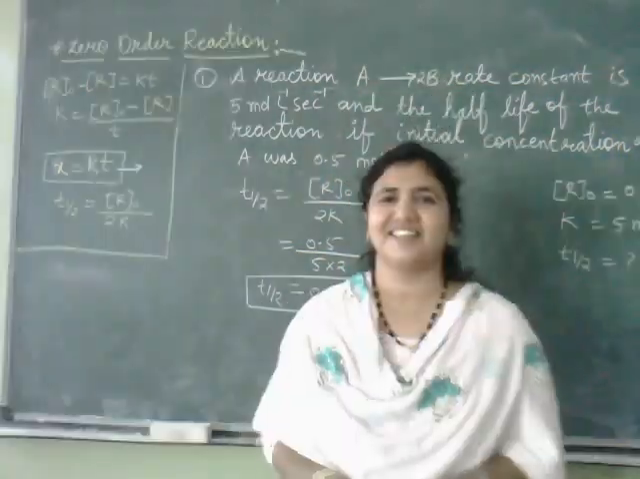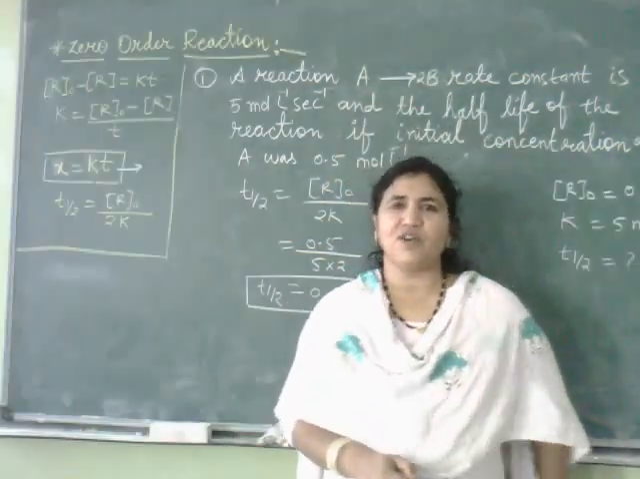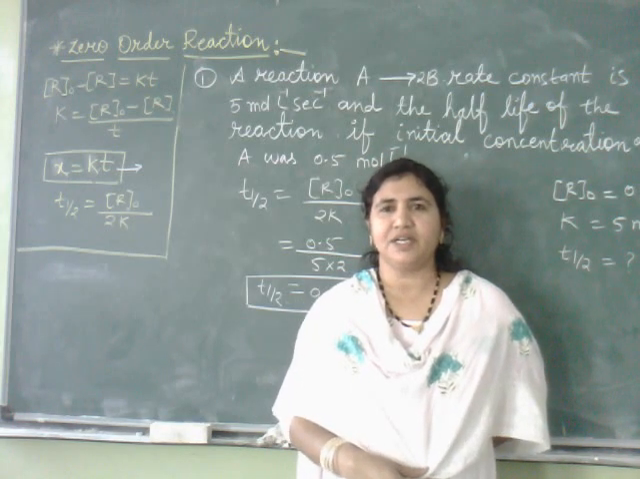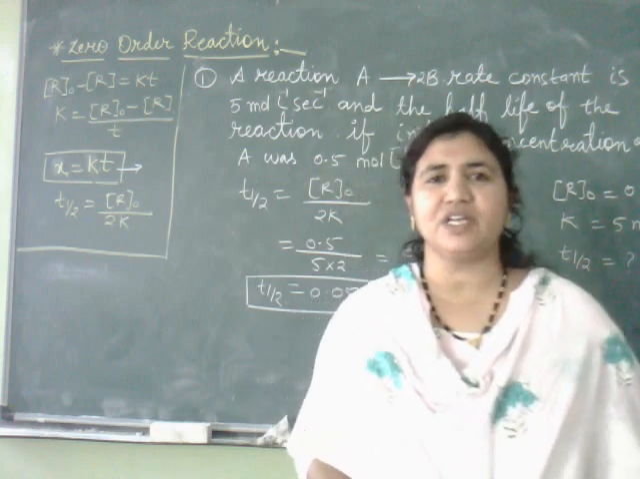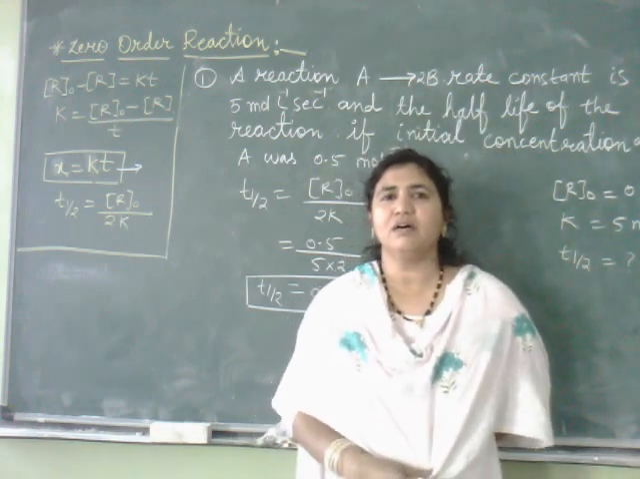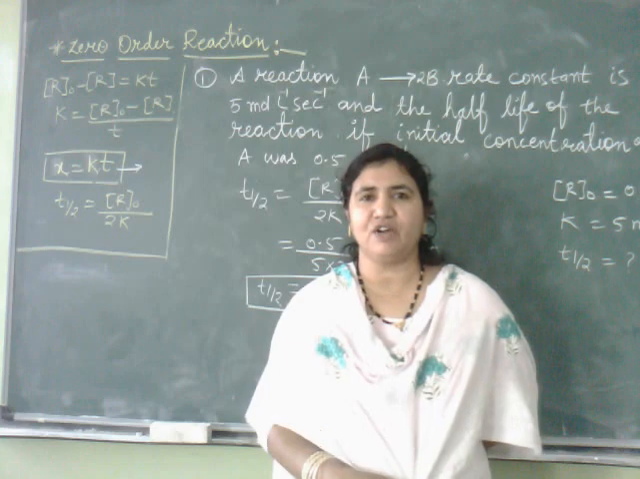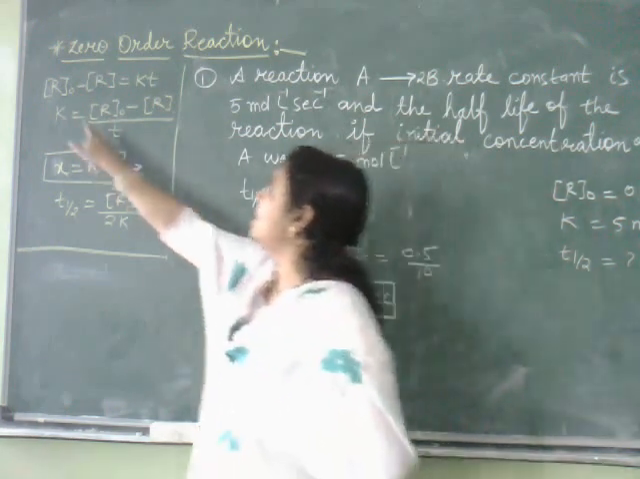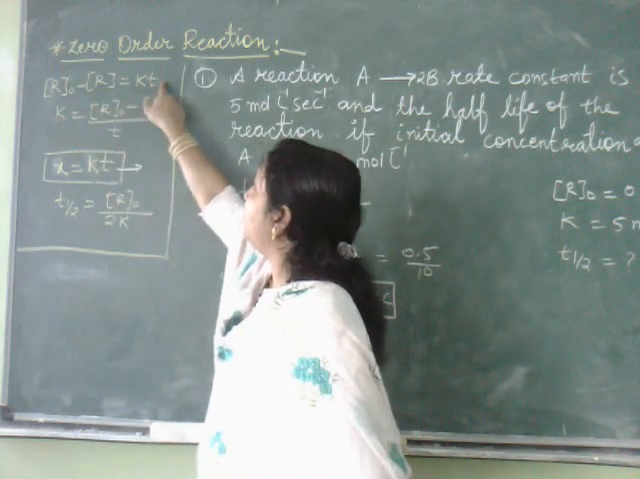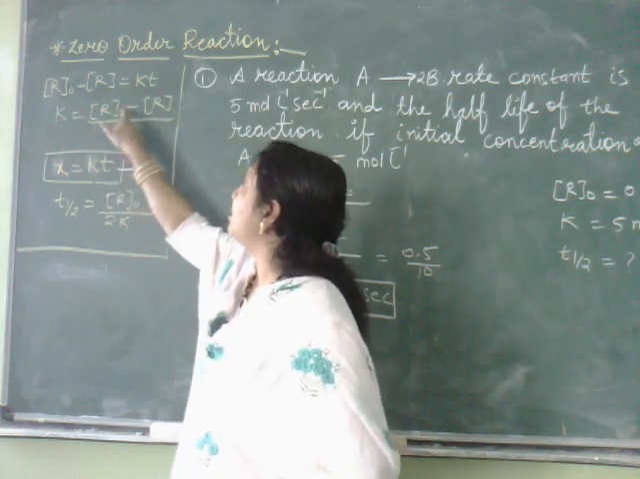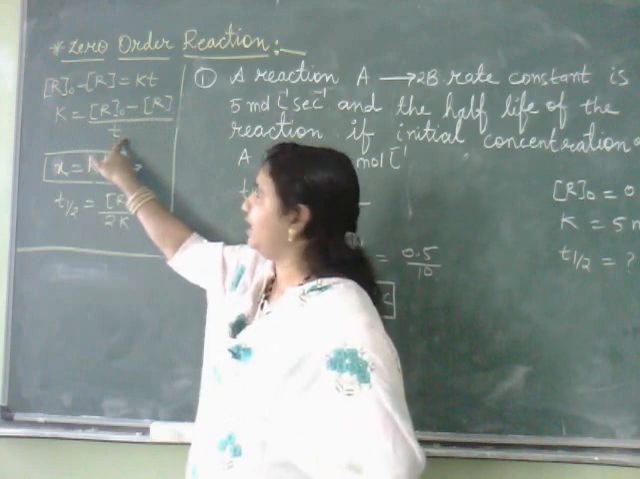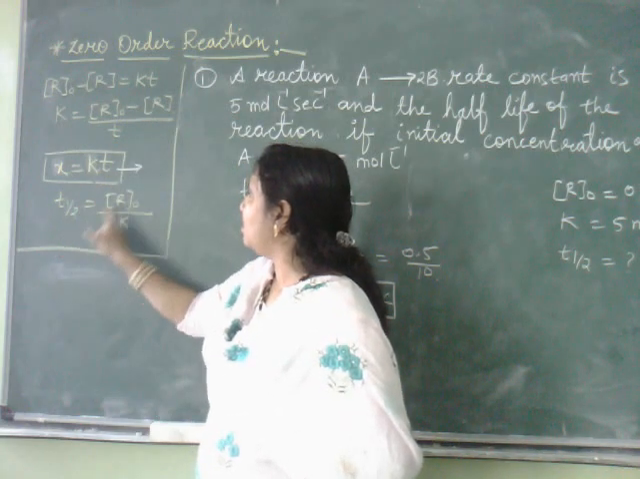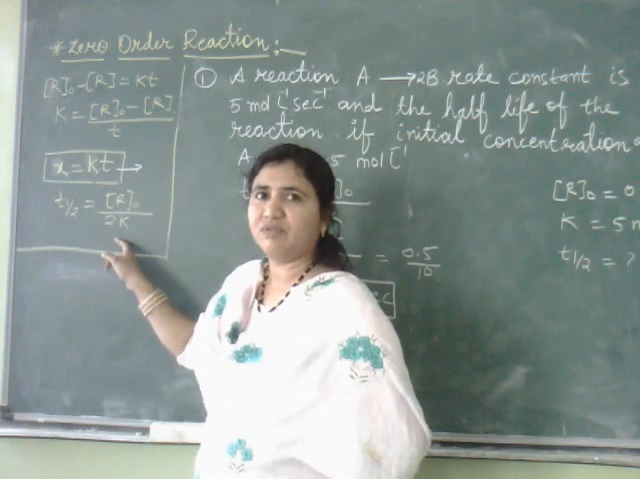Hello students, today's topic is zero order reaction. Yesterday we completed the integrated rate equation for the zero order reaction and the half-life period of the zero order reaction. We have got the formulas. What are those formulas? R0 minus R is equal to Kt, or K is equal to (R0 minus R) divided by t, and x is equal to Kt, or t half is equal to R naught by 2K. We got these formulas yesterday.